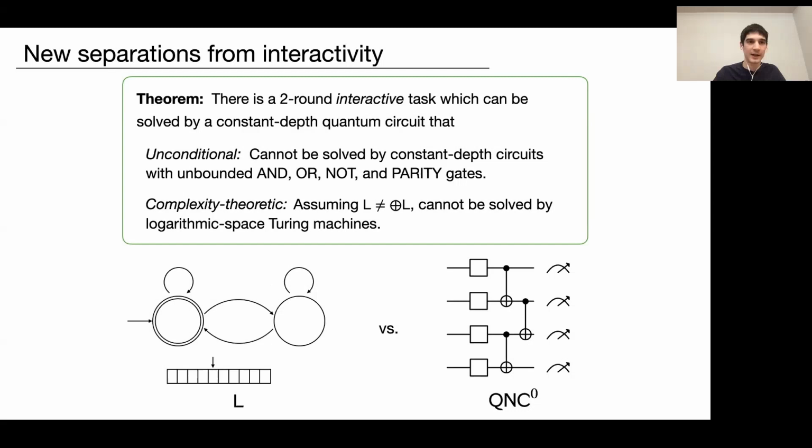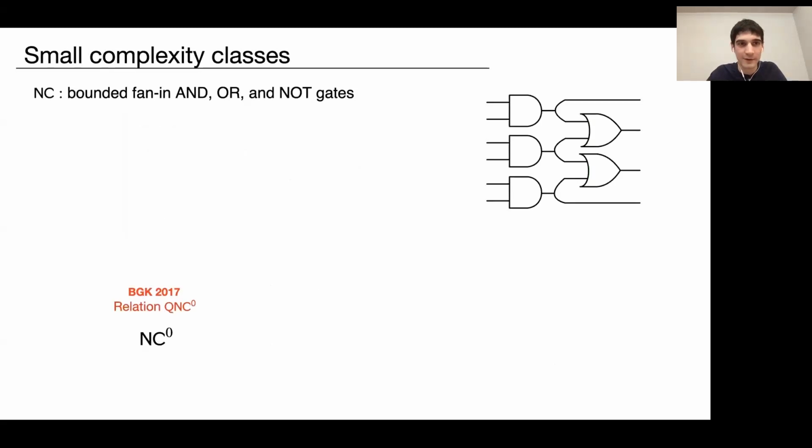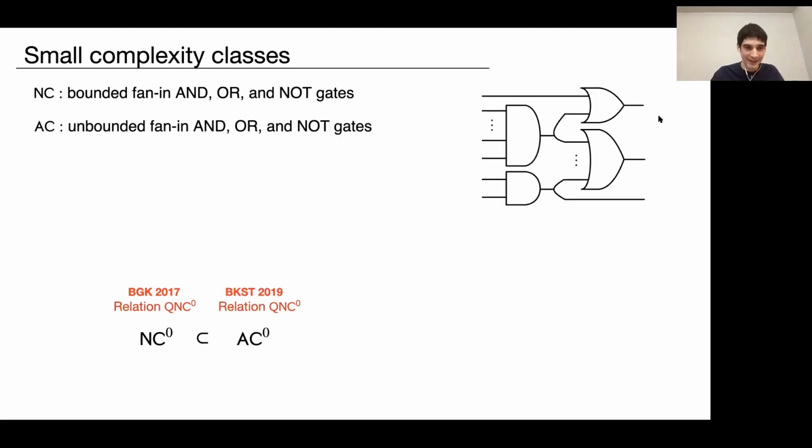So I just want to take a moment to put all of these results that I just talked about on the last few slides into context. We started out with NC0 circuits, so bounded fan-in AND, OR, NOT gates. And Bravyi-Gosset-König showed in 2017 that there's some relation problem in QNC0 that can't be solved with these NC0 circuits. And then contained in the class NC0 is the class AC0, which consists of unbounded fan-in AND, OR, NOT gates. And this was the result of Bene Watts, Kothari, Schaeffer, and Tal in 2018 that showed that the same relation problem also can't be solved by AC0 circuits.